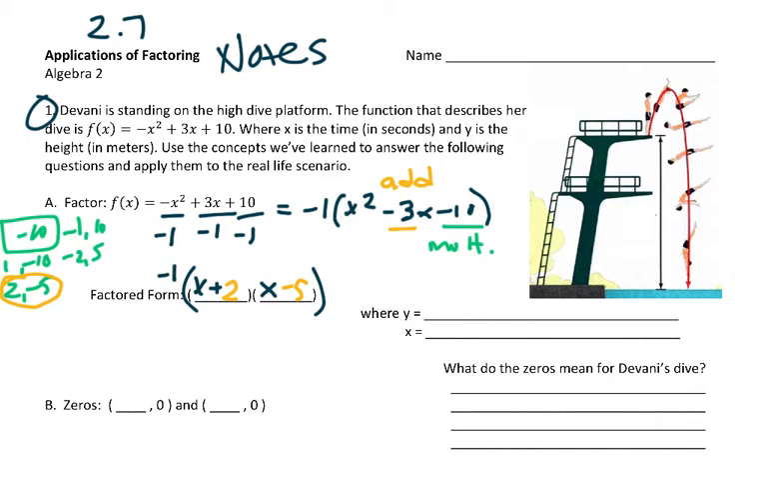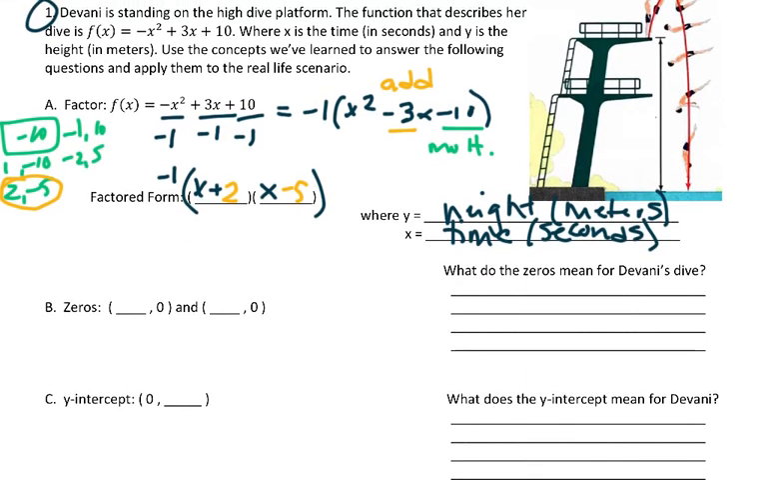So, as we look at this example, notice that they say y is the height, so we want to double check that we get that, and don't forget that it's in meters, and x is going to be your time in seconds. Alright, as we go through that, the zeros, remember, are the opposites of what we factored. So zeros are going to be opposite of positive 2, so negative 2, and then also opposite of negative 5, which is 5.